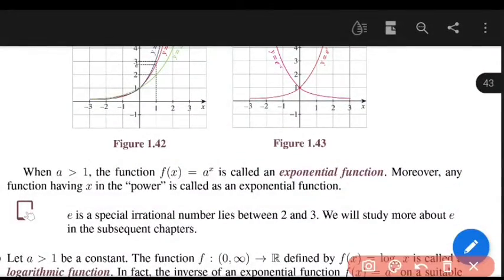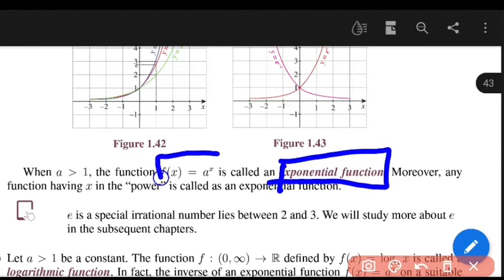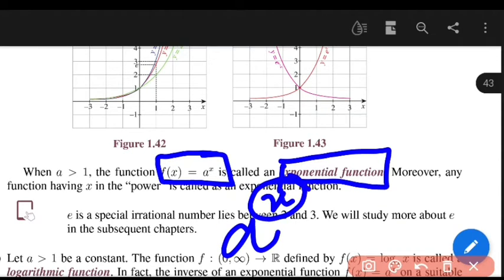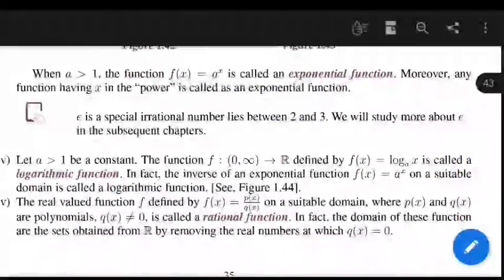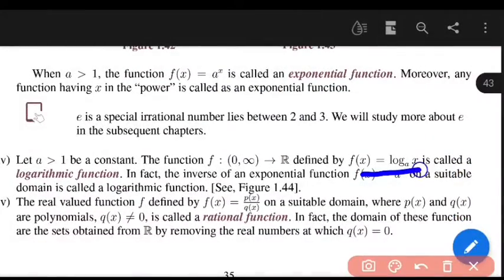Exponential functions. The function of x is given as a power of a constant. It's like f(x) equals a power x. So it's called an exponential function. Next, logarithmic function. If a function is given as a logarithmic equation, it's called a logarithmic function.